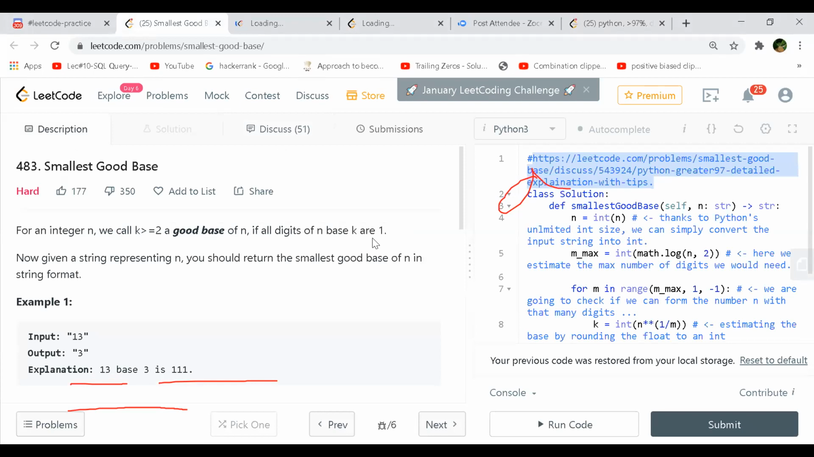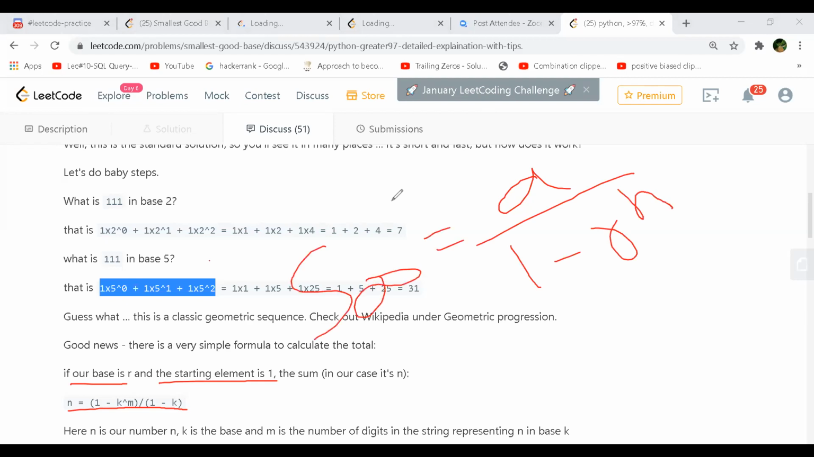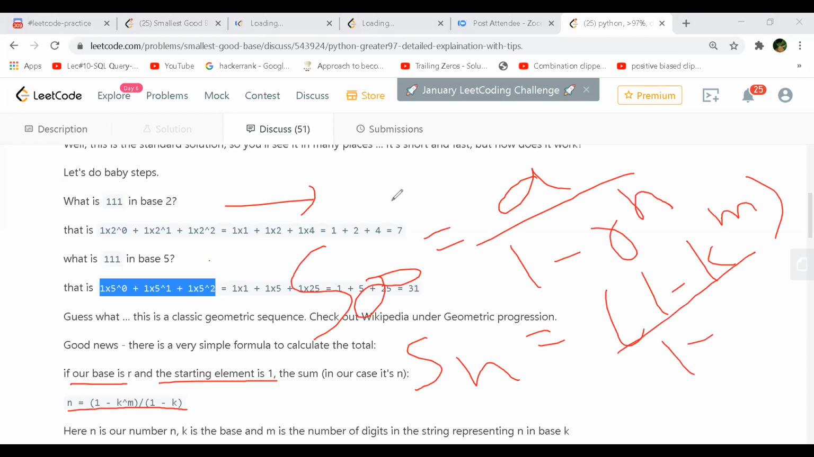So what's the formula? You were saying the formula, right? The formula for the sum of a geometric progression. For infinite, we have a upon 1 minus r, where a is your first term, right? But if it goes to n, then this is like 1 minus k raised to the power m upon 1 minus k, where k is your ratio. I mean, you can replace k with r, right?